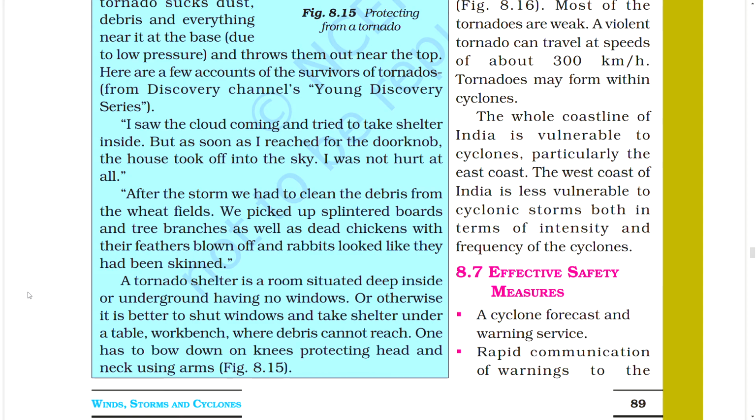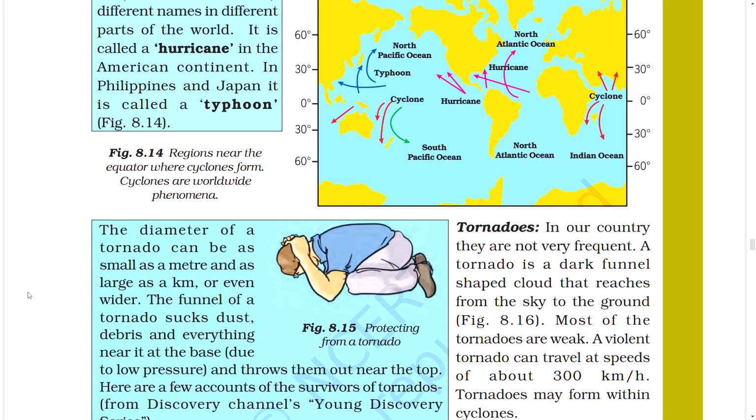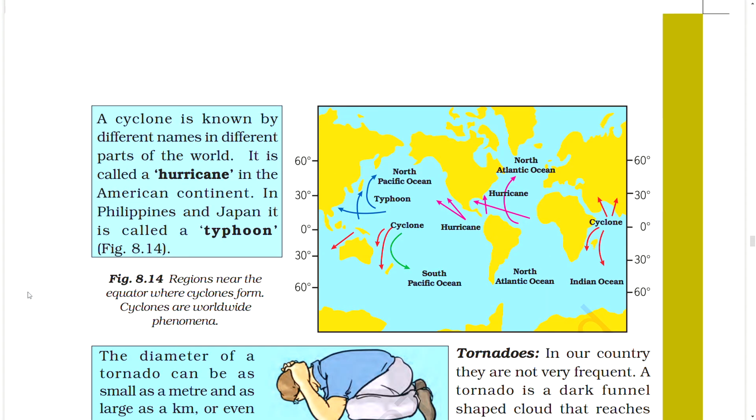Figure. North Pacific Ocean: typhoon, cyclone, hurricane. South Pacific Ocean, North Atlantic Ocean: hurricane, cyclone. Indian Ocean, North Atlantic Ocean.